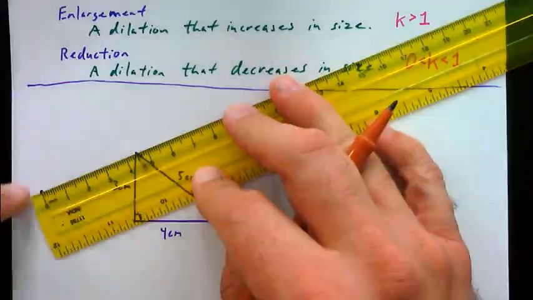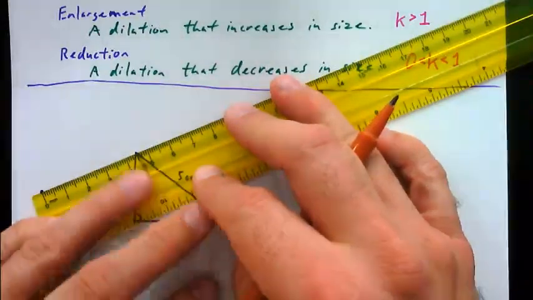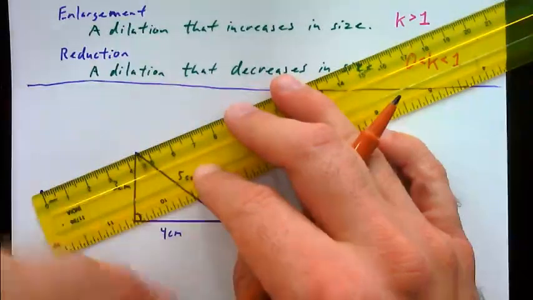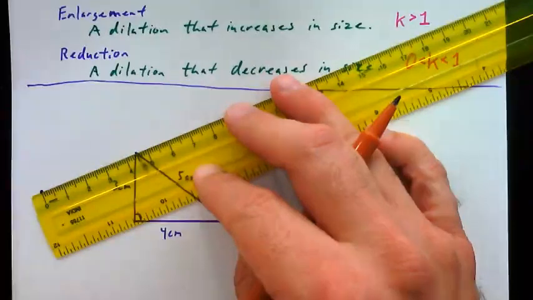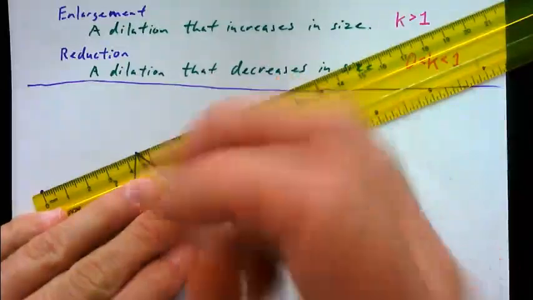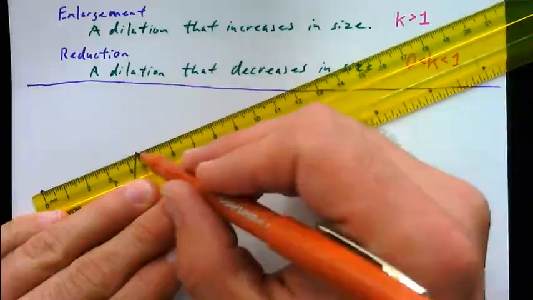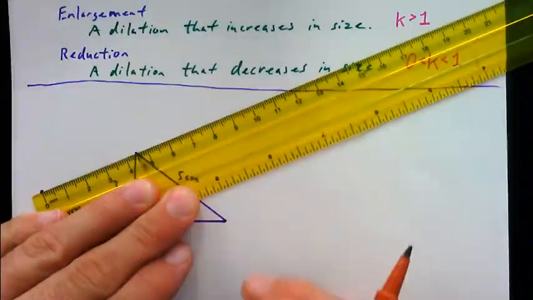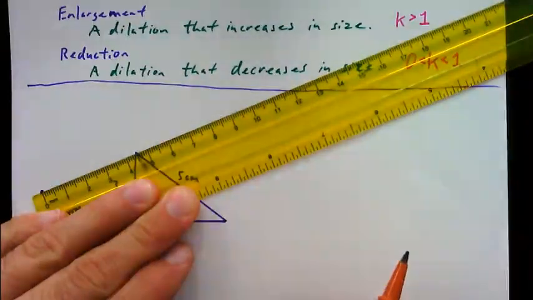So this point that I drew over here is our center of dilation. I'm measuring this distance because in order to double this figure, I am going to double the length that is away from that center of dilation. Currently this is 4.5 centimeters.